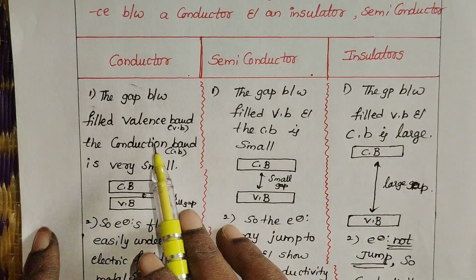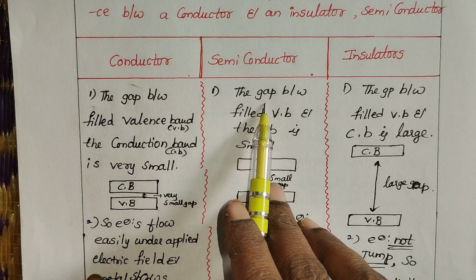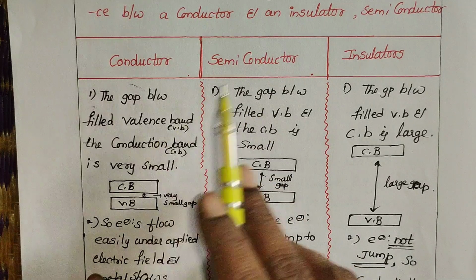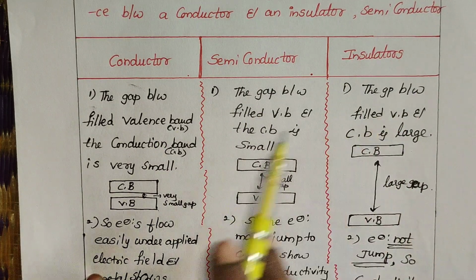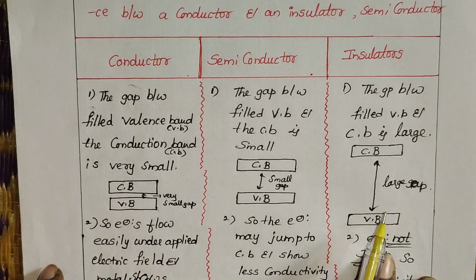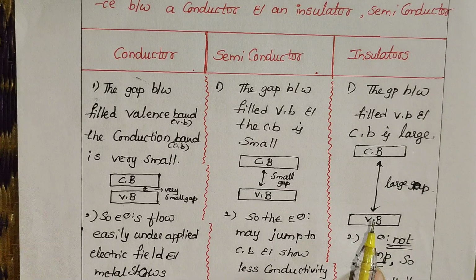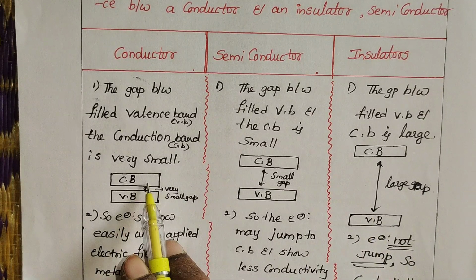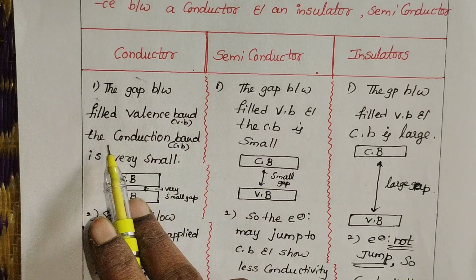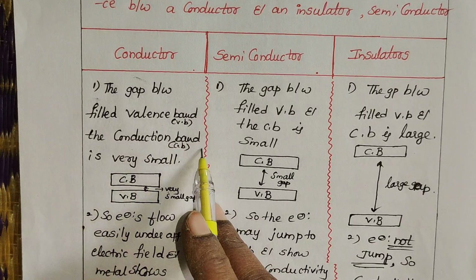But actually they will ask only two variations. In between the conductor and semiconductor variation they will ask, otherwise conductor and insulator variation. But if you learn these 3 at a time, whatever the question, the answer is the same. So you may write. Okay, so listen. Here this is the valency band, this is the conduction band, beta. The gap between the filled valency band and the conduction band is very small.